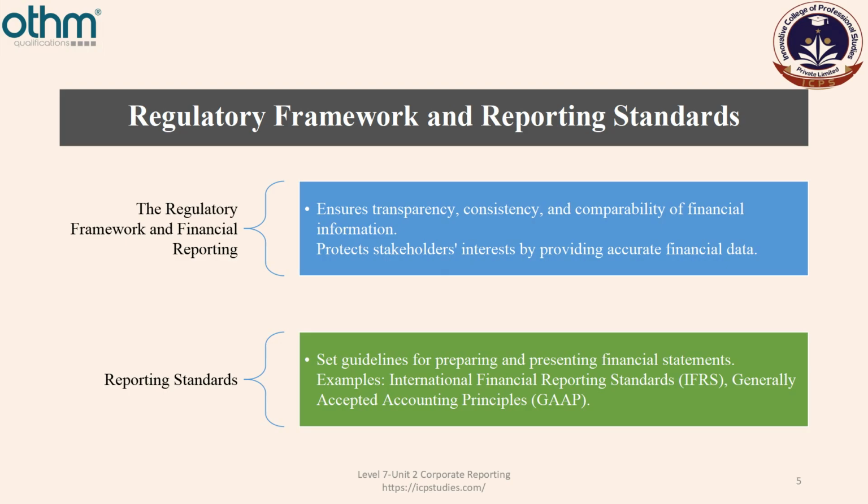So we have two types of regulatory framework. The first one is the regulatory framework and financial reporting, and then we have reporting standards. The regulatory framework and financial reporting ensures transparency, consistency, and comparability of financial information, and it protects stakeholder interest by providing accurate financial data. Reporting standards set the guidelines for preparing and presenting the financial statements. For example, International Financial Reporting Standards, also called IFRS, and Generally Accepted Accounting Principles, also called GAAP.